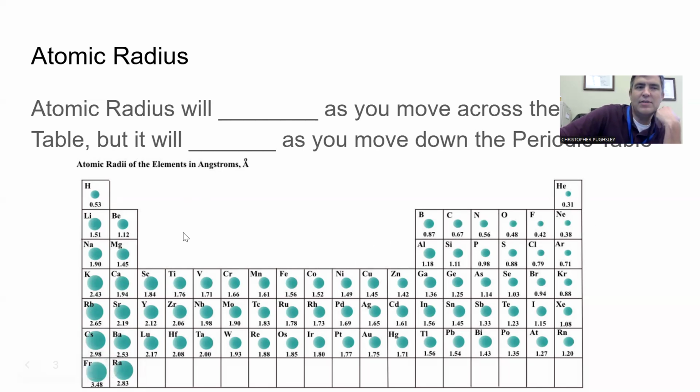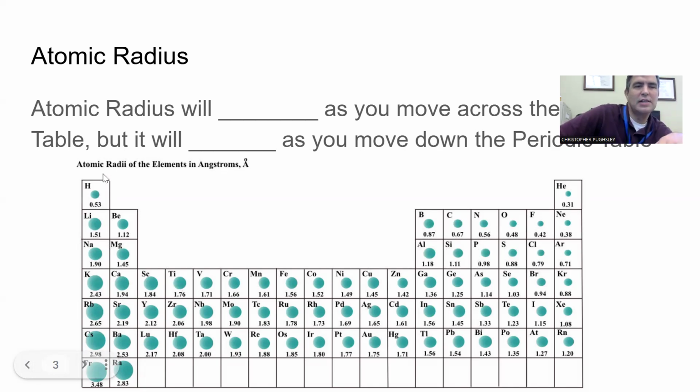Even though the atomic number goes up and you get more protons, neutrons, and electrons going across the period, the atomic radius decreases as atomic number goes up. But if you go down a group, the atomic radius increases. That makes a little bit of sense.